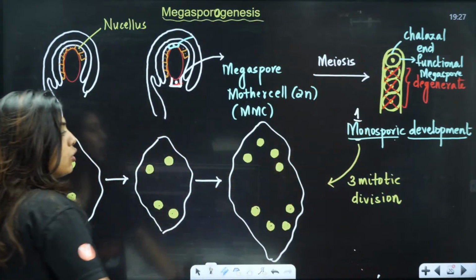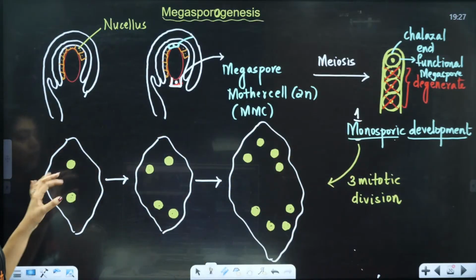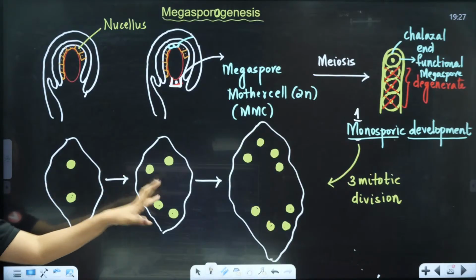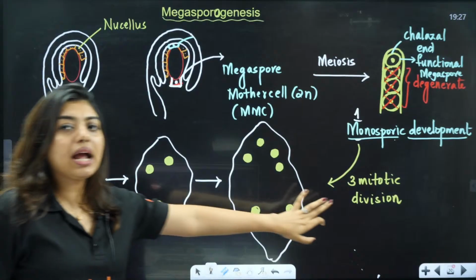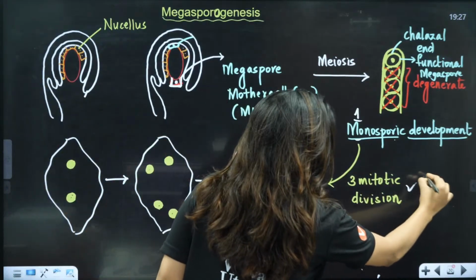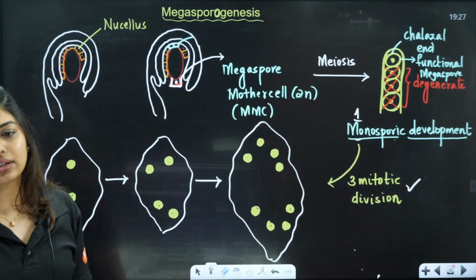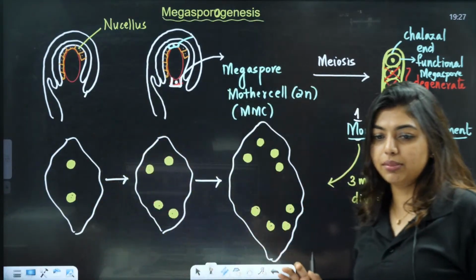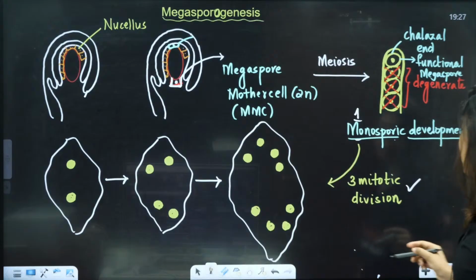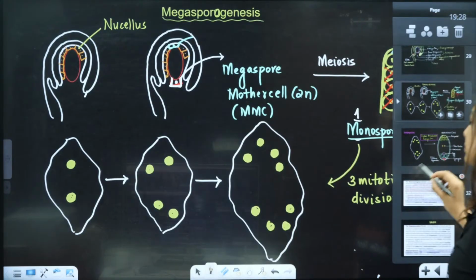Now students, this one will divide, okay, 1 to 2, 2 to 4, 4 to 8. By undergoing 3 mitotic divisions, they are going to form your embryo sac. Inside the embryo sac, what will be there? The female gamete is going to be there.